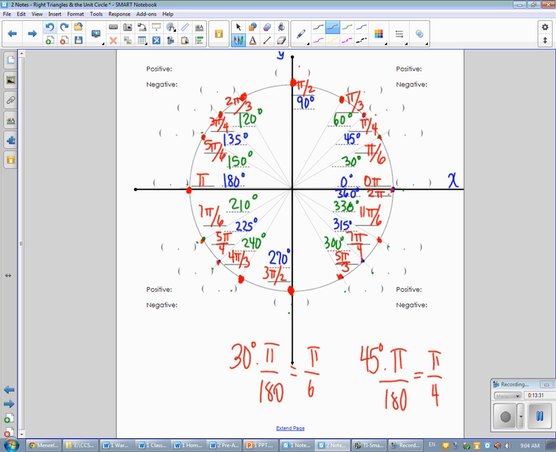So if we look at the numerators now, I know that everything in the first quadrant is 1 pi on top. If we take a look at the second quadrant, take a look at the relationship between the numerators and the denominators. All of our numerators are 1 less than our denominator. So we've got 2 pi over 3, 3 pi over 4, 5 pi over 6. So all of our numerators are 1 less. If you take a look at the third quadrant, all of our numerators are 1 more than our denominator.